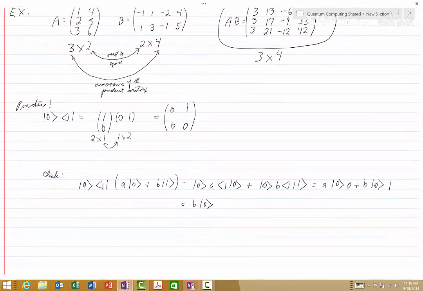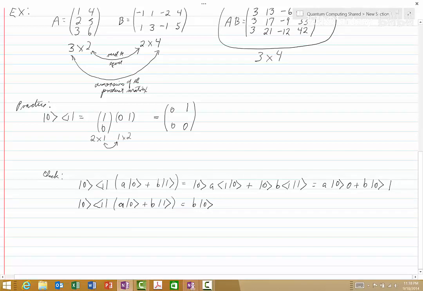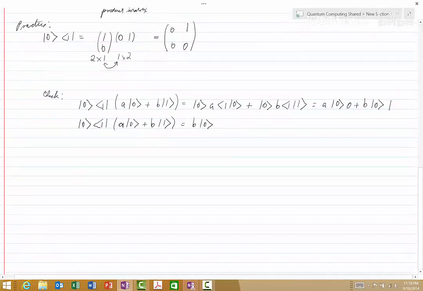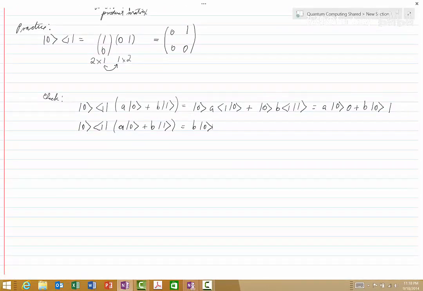And then now we're checking it, and we have found out that this operator, 0, 1, operating on an arbitrary state, A0 plus B1, is equal to B times the 0 ket. Now let's check the matrix we obtained and see if it would give us the same conclusion. Okay, so we're going to replace the operator. If this matrix really is the correct matrix, then we ought to be able to replace the operator with it.